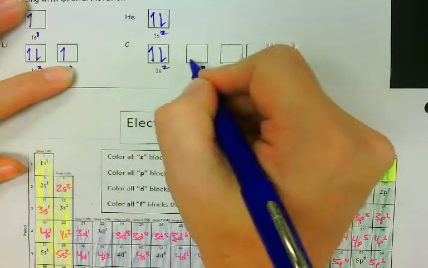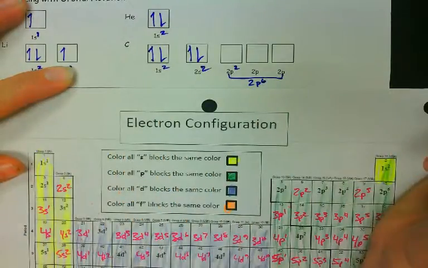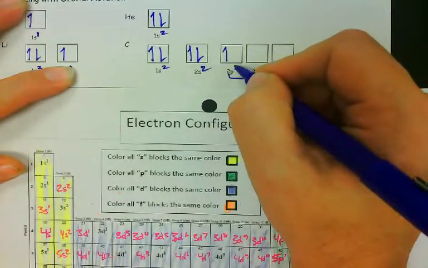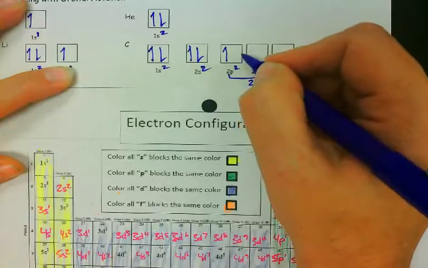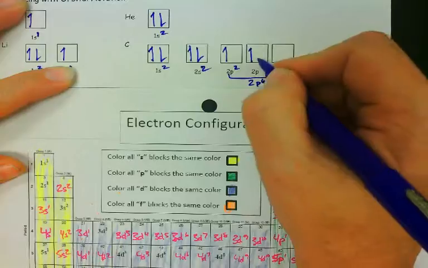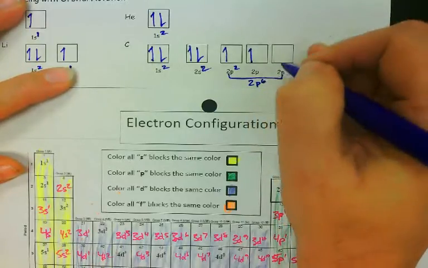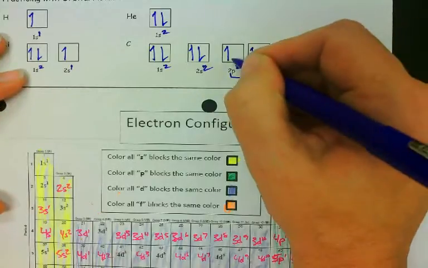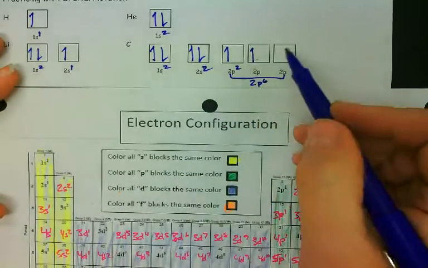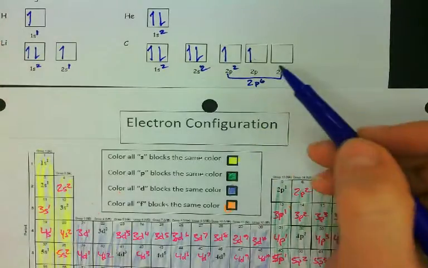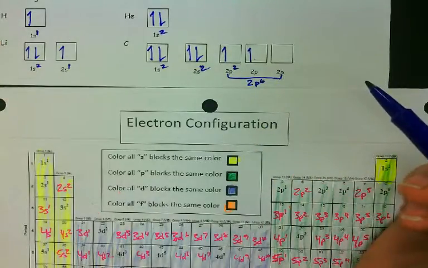So 1 up, 1 down, 1 up, 1 down because they're spinning in opposite ways. Then I look at my p's. I only have 2. I cannot put them both in this area because my rule tells me that I have to fill each orbital, okay, each level first with a single one before I can start doubling it up. So 1, 2, okay? The other one's going to stay empty, and these don't have pairs next to it because basically carbon doesn't have enough electrons to do that, okay?